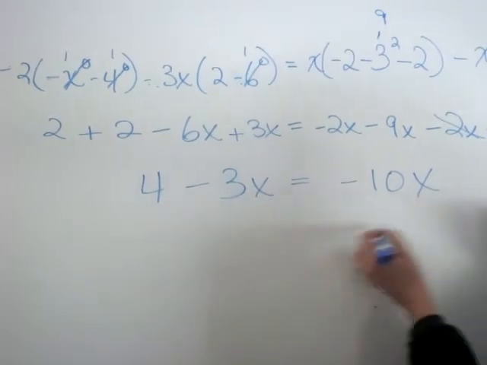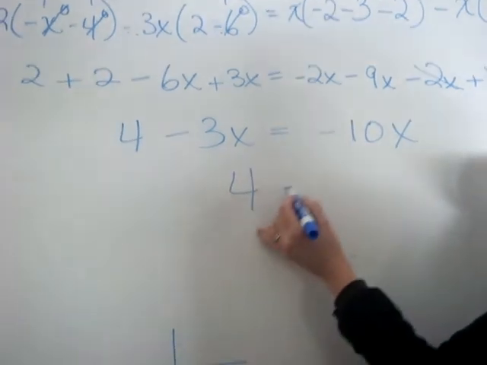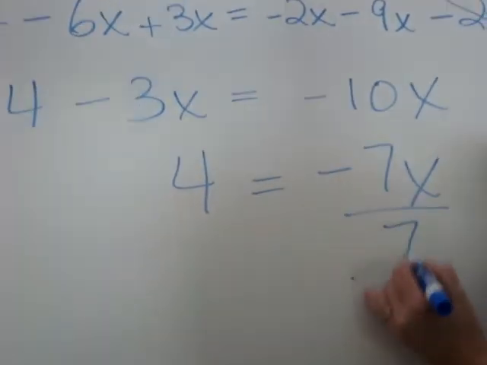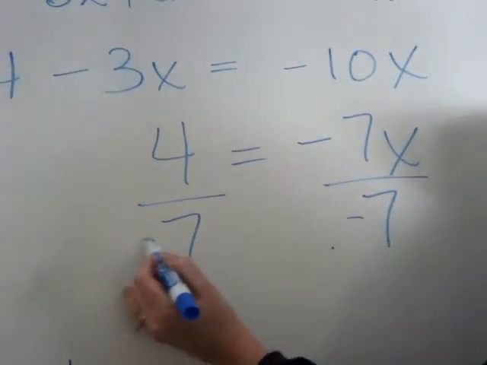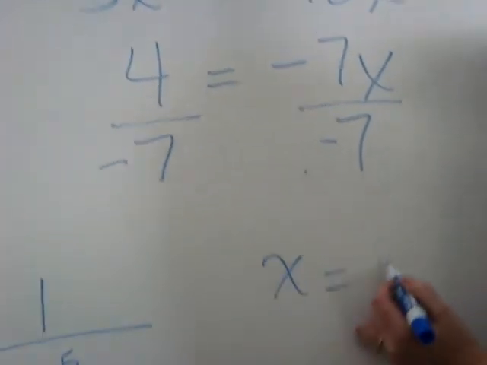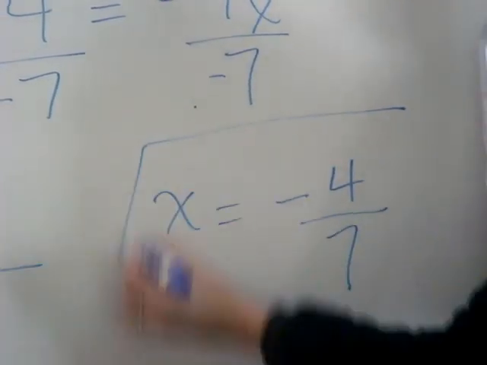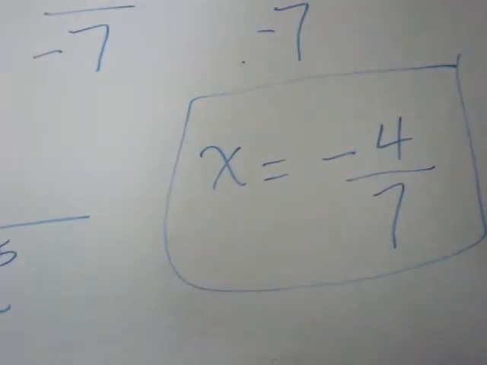So we're going to add 3x to both sides. So 4 equals -7x, and divide both sides by -7. And we get x equals -4/7. That one almost caught me. All right.